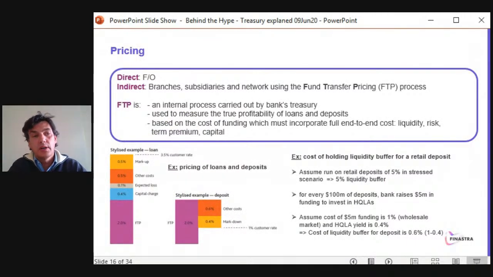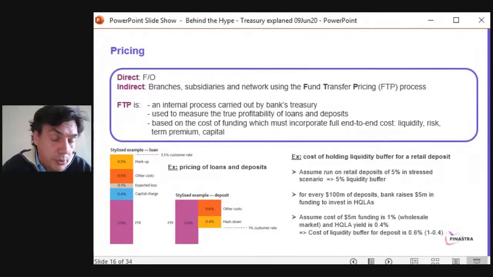When it comes to pricing, that's the second part, the second floor of the function of the Treasury. The first one was funding. The second is pricing. What do I mean by pricing? The first one is, and you remember I said different sizes of banks, the smaller banks will only have the Treasury function at the front office, and then you may have some corporate clients calling the Treasury.